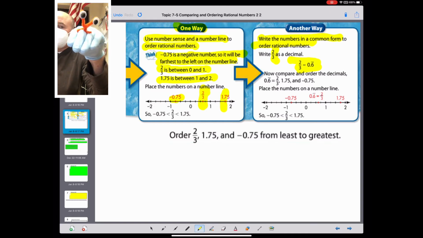Can we start back up now? Good. Now compare and order the decimals. All right? The decimal 0.6 repeating is equal to 2/3. And 1 75/100 and negative 75/100 can now be ordered. So when you look at it, the negative 75/100 is still furthest left, and then the converted 2/3 is a positive 0.6, so it's still right there in between 0 and 1, and then the positive 1 75/100 is farthest to the right, so it's greatest.